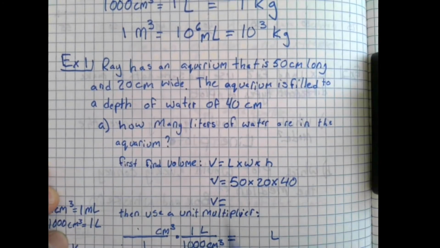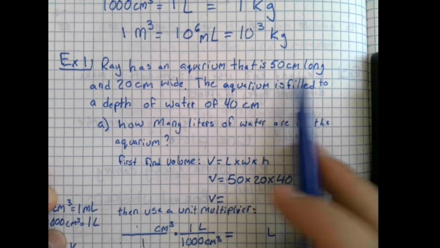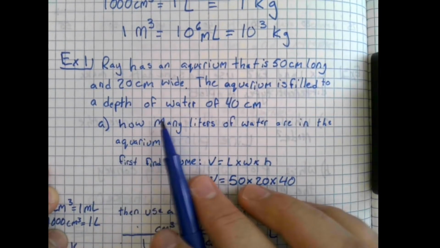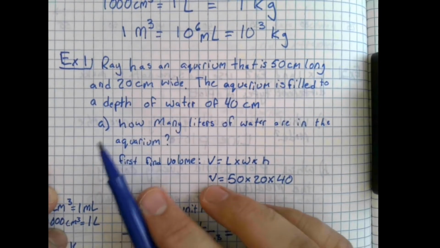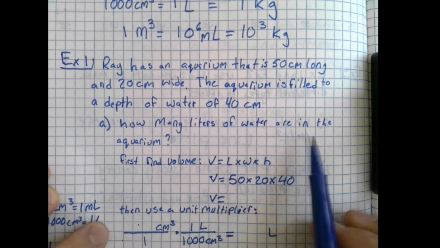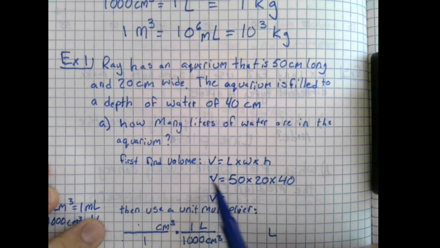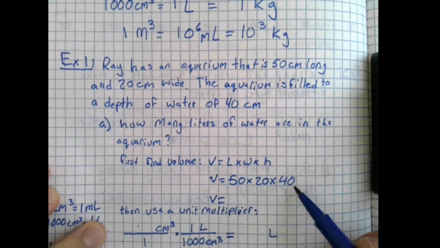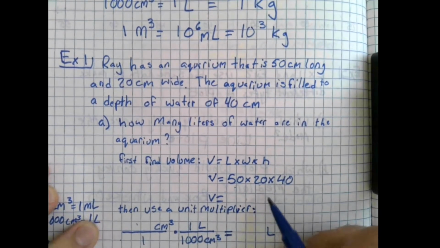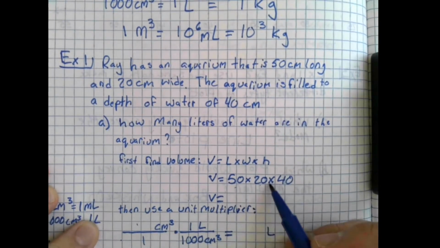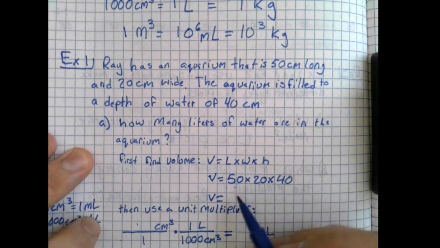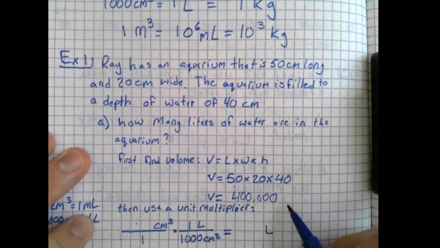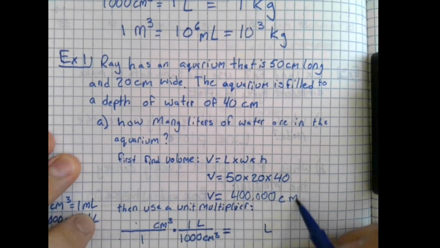Starting example 1. Ray has an aquarium that is 50 centimeters long and 20 centimeters wide. The aquarium is filled to a depth of water of 40 centimeters. Part A says how many liters of water are in the aquarium. First, we need to find the volume. The volume is length times width times height, so 50 times 20 times 40. 50 times 20 is 1,000, times 40 would be 40,000. Centimeters cubed.